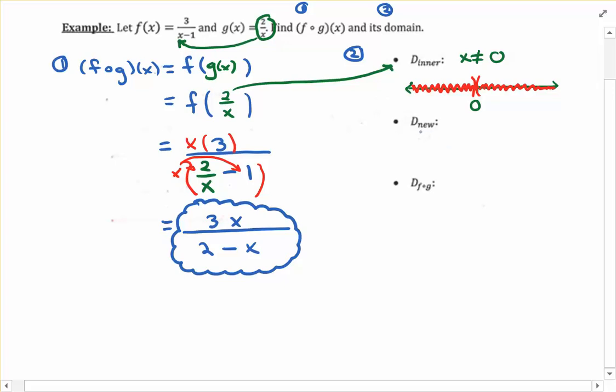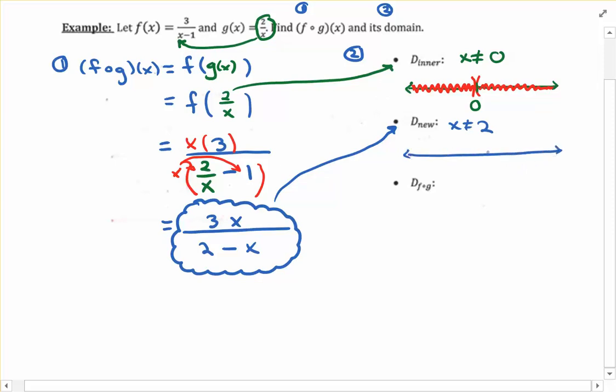We then move on to find the domain of the d new, and this is really just the simplified composition function. And what that's going to refer to is our answer from step 1. All right, so now looking at this fraction all on its own, you'll notice that there's an additional value of x we have to avoid, and that would be 2, because if you plug 2 into this fraction, we'd get 6 over 0. So with regard to the new function, we want to be sure that x does not equal 2.